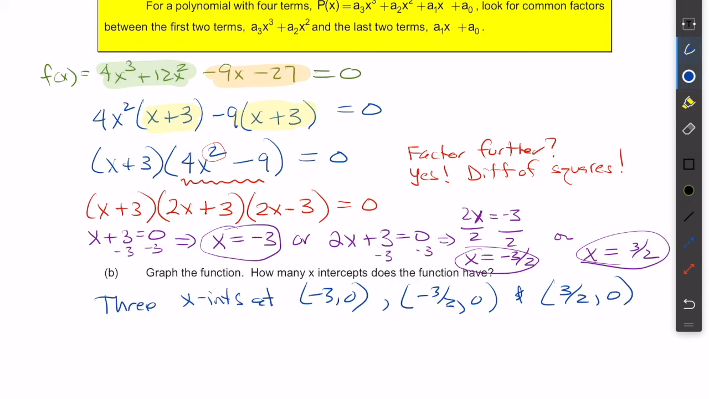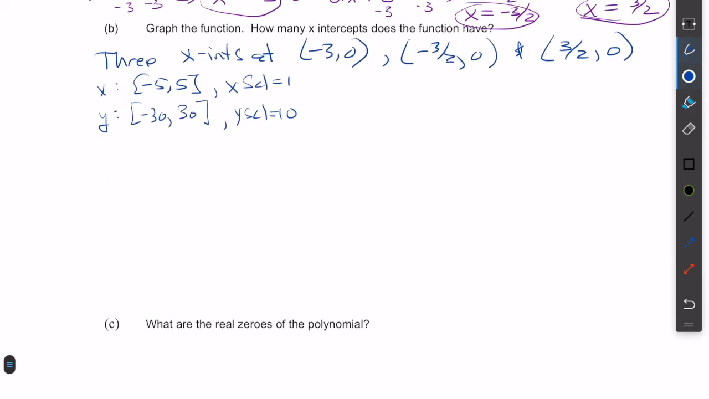And again, if you graph that, you can verify your answers and determine whether your factoring was correct. So again, the y-intercept of negative 27 suggests a window for y of maybe negative 30 to 30 as a suggestion, with a y scale of 10. And we've got relatively small numbers for the x-intercept, so again I'm thinking maybe negative 5 to 5 with an x scale of 1. So let's see how that looks.